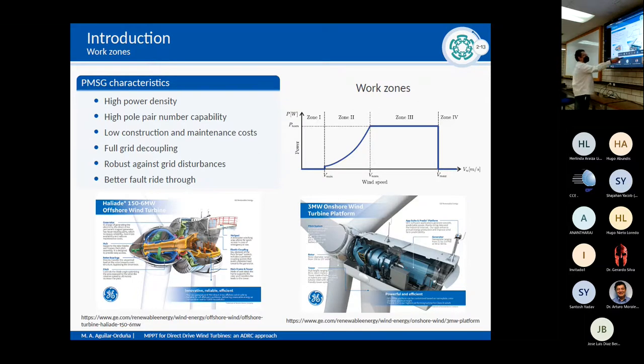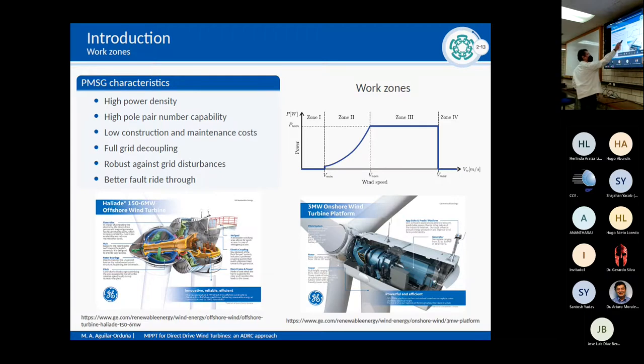Here we have two images of wind turbines. On the left, we have a direct drive wind turbine. Here, notice the size of the electric generator. It's much, much bigger than that employed in conventional structures. Both wind turbines are of variable pitch and variable speed. This topology of wind turbines has four work zones.